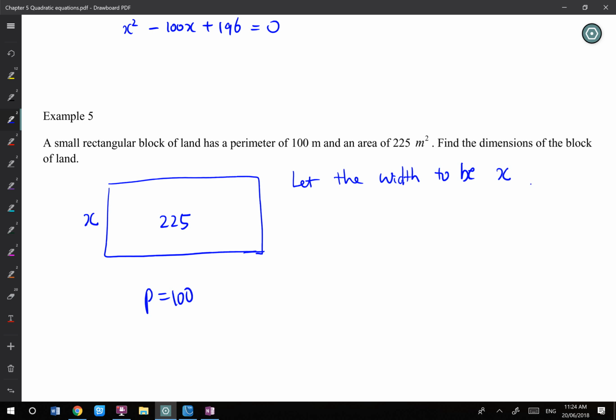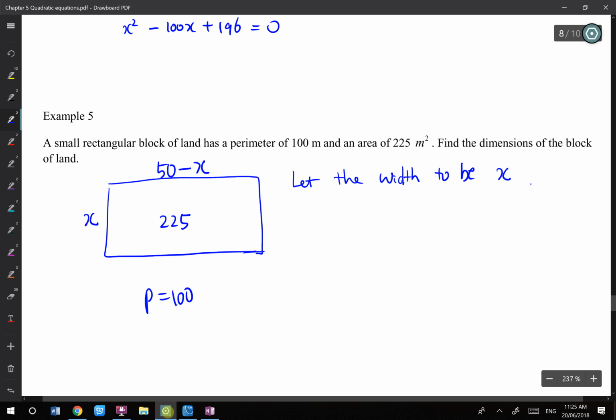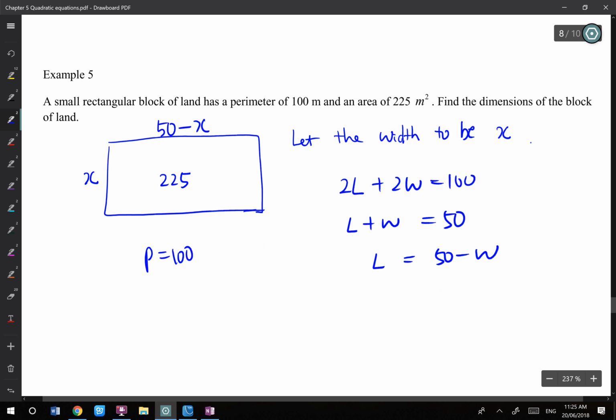The perimeter is 100. What does the perimeter consist of in this case? 2 lengths plus 2 widths, right? What's 1 length plus 1 width? 50, right? 2 lengths and 2 widths is 100, so 1 length and 1 width will be 50. So the length will be 50 minus x. Length is 50 minus width, and that's 50 minus x.